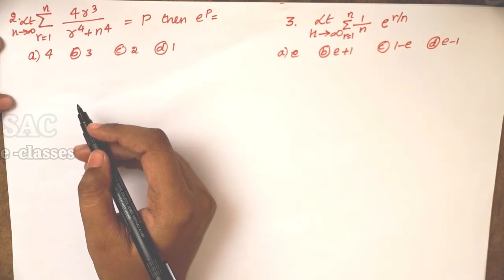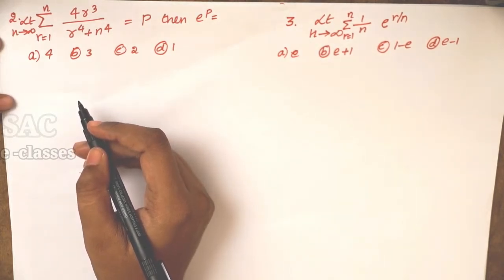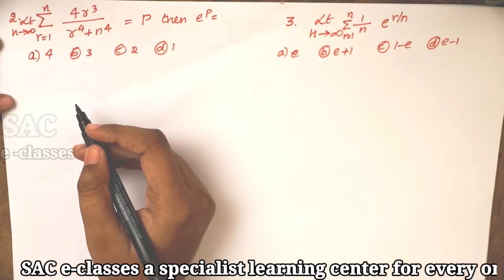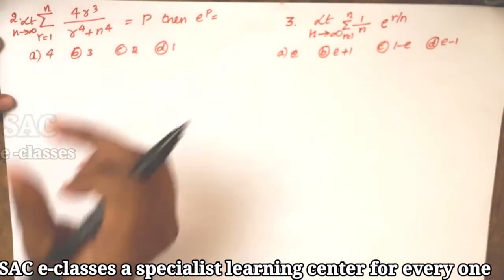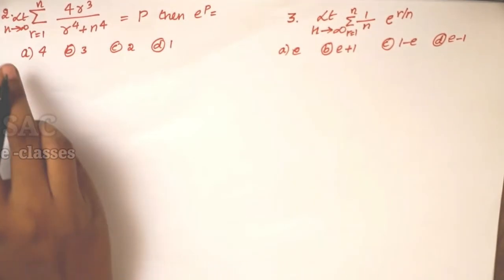See the second problem. Limit n tends to infinity, sigma r equal to 1 to n, 4r cube by r power 4 plus n power 4 is equal to p. Then e power p will be what? There itself they have mentioned the entire expression. What is missing here? Yes, 1 by n is missing.